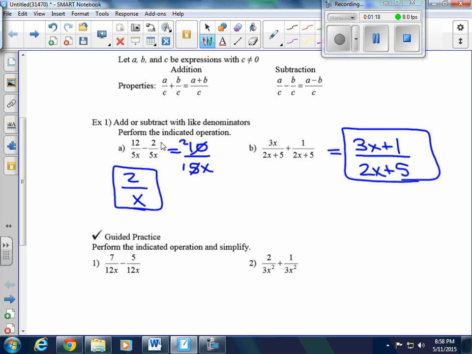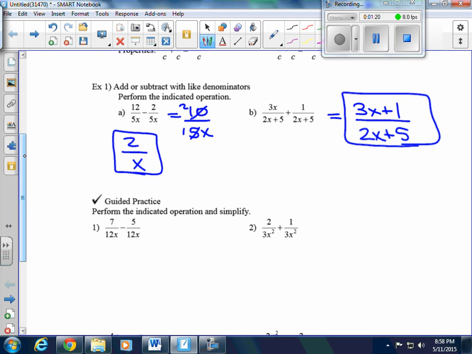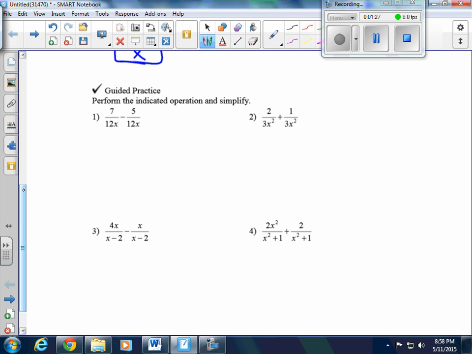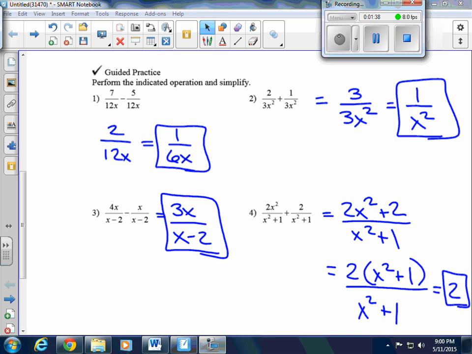So very simple. If we have a common denominator, we simply add the numerators up and put it over that common denominator. So here are 4 guided practice questions. I can do a couple of them. Go ahead and pause the video and you can hit play when you are ready to resume. And here are the answers to the guided practice questions in 1 through 4. Notice we always just add or subtract the numerators, write it over the common denominator, and then simplify it if we can.